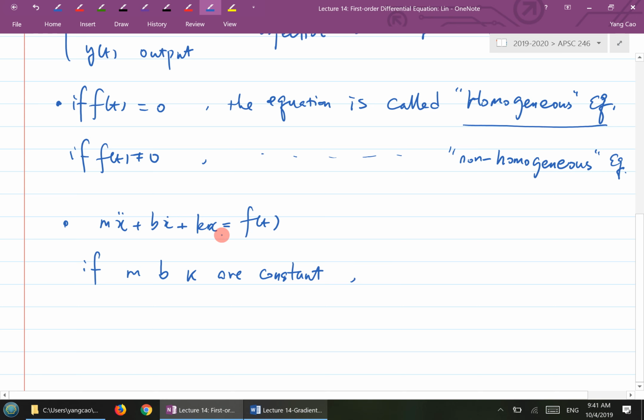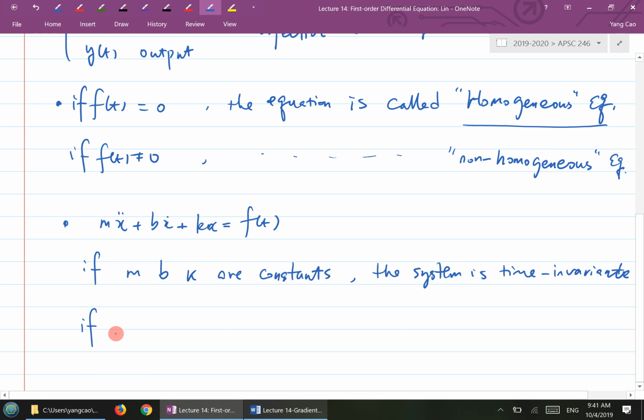And I will quickly prove why it's linear after this. So the system is time invariant because the system parameters do not change, and they're being kept constant, and that's why the system becomes a time invariant system.